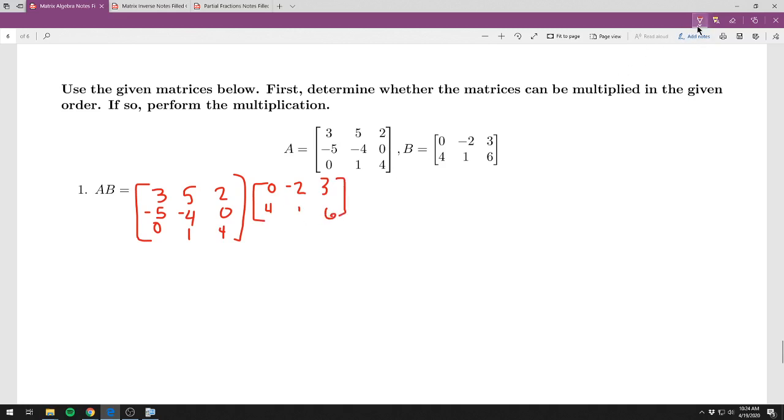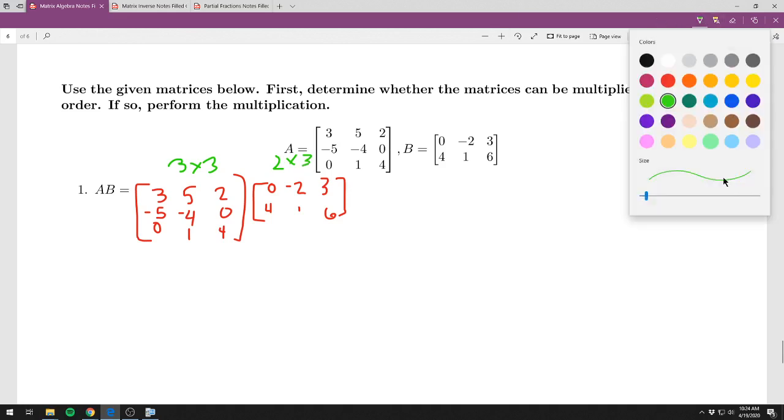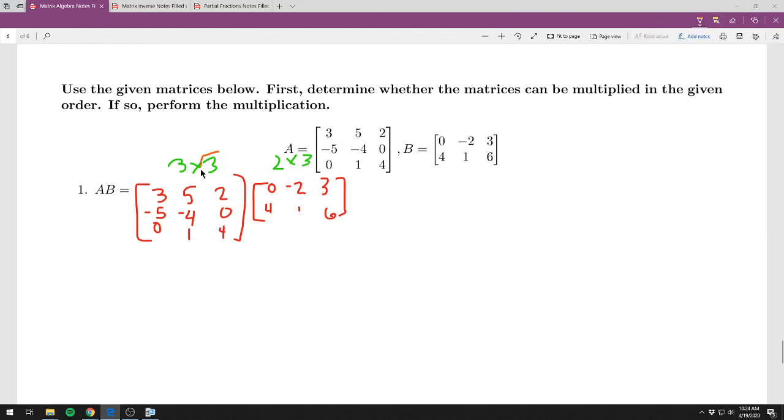And the question is, can we multiply these? Okay, so matrix A is a 3 by 3 matrix. Matrix B over here is a 2 by 3 matrix. And we can see right away that the middle numbers are not the same. 3 and 2 are not the same. These cannot be multiplied, in this order at least.